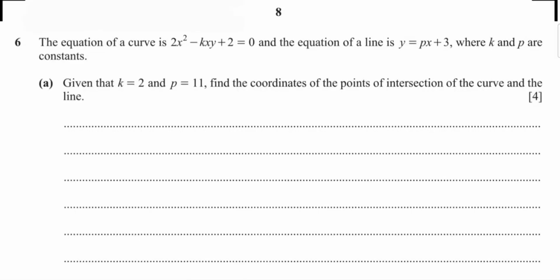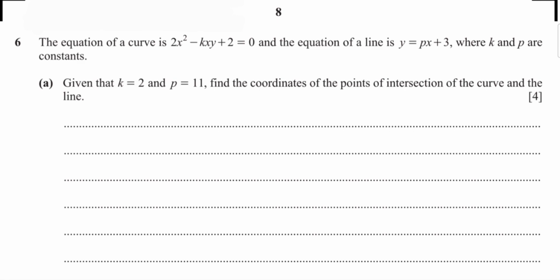And for number 6, the equation of a curve is 2x squared minus kxy plus 2 equals 0. And the equation of a line is y equals px plus 3, where k and p are constants. A, given that k equals 2 and p is 11, find the coordinates of the points of intersection of the curve and the line.